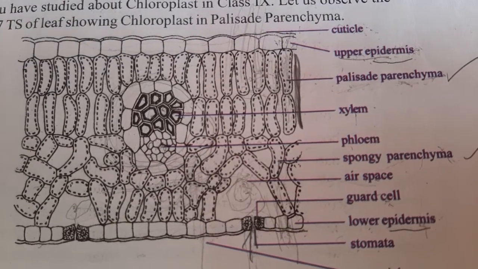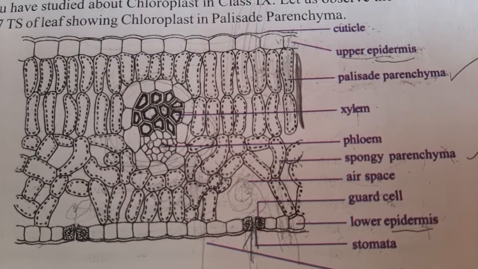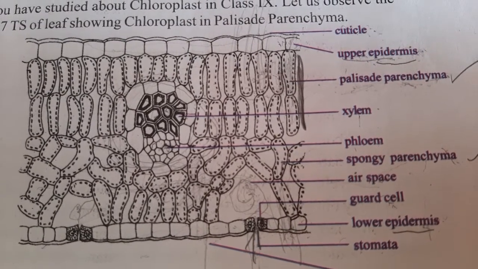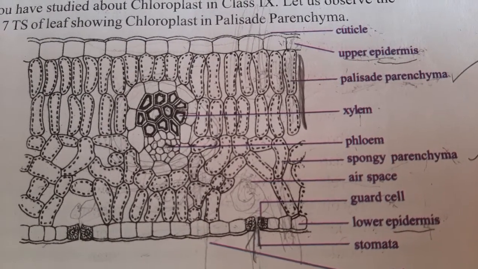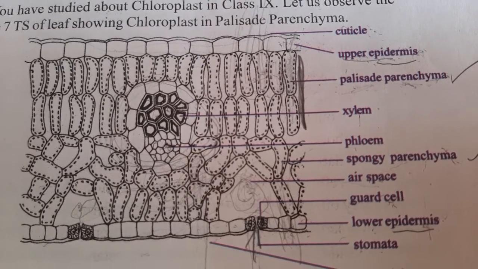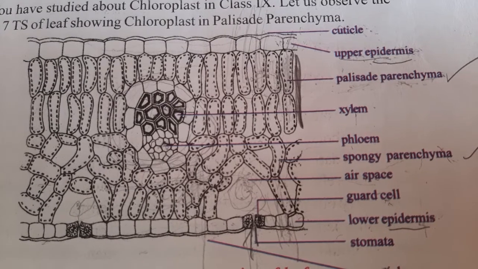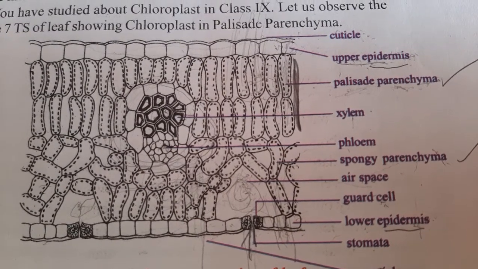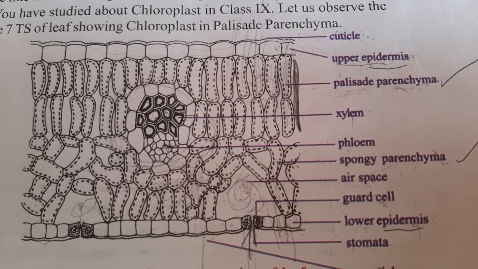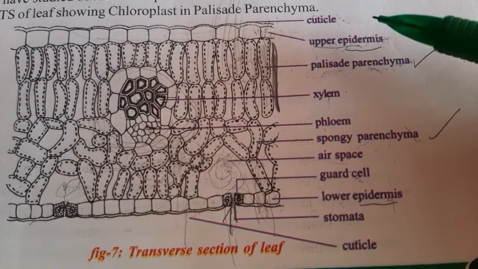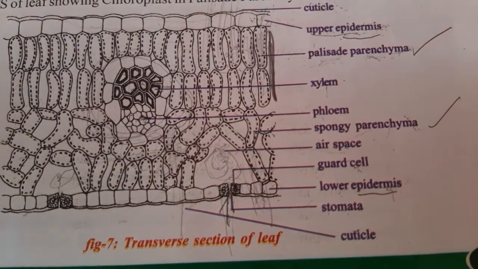Students, observe this diagram. This is transverse section of leaf. So leaf is called food factory of the plant because leaves synthesize food in the process of photosynthesis. So that leaves are called food factories of the plant. Now, students, come to the parts and their functions of leaves.